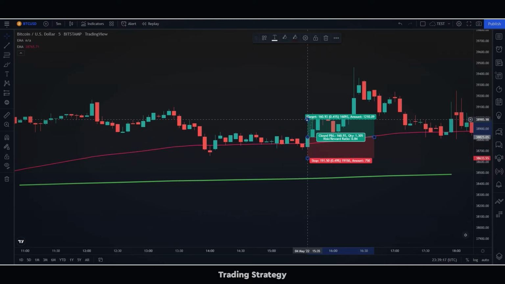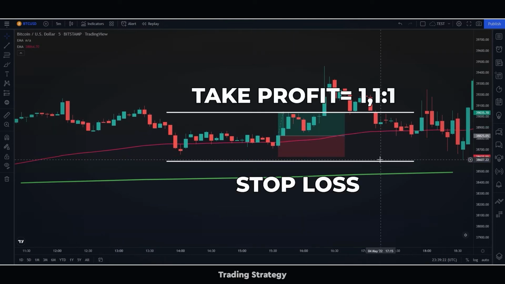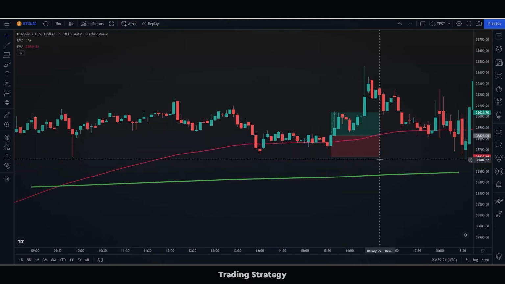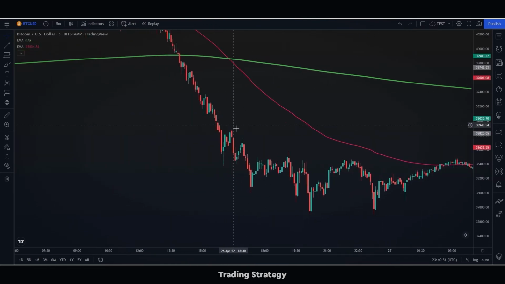We will place the stop loss below this pattern, and our take profit in a risk-benefit ratio of 1.1 to 1. This means that we risk 1 to try to get 1. Let us now see an example of a sell operation.